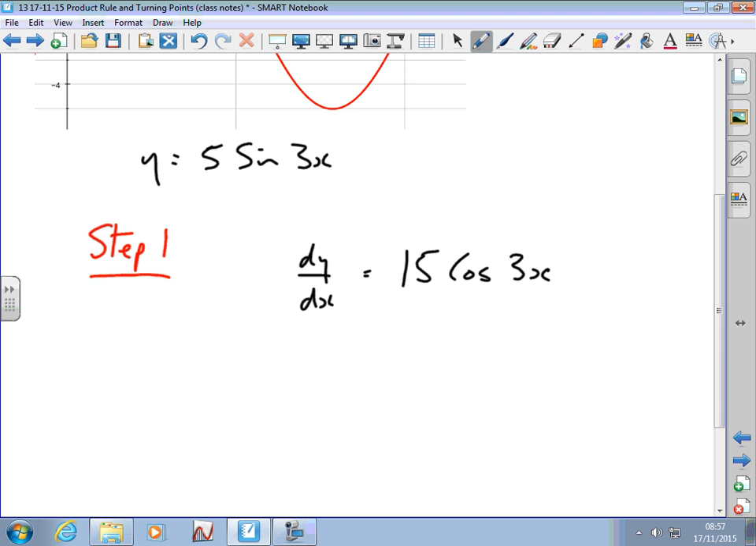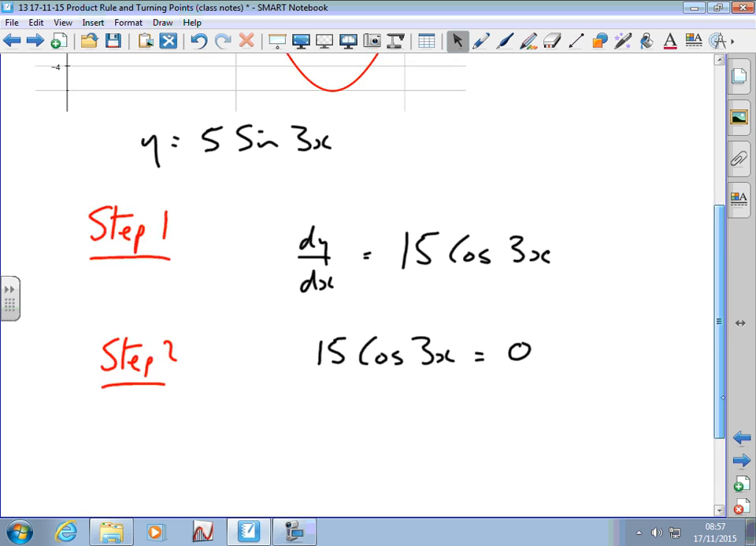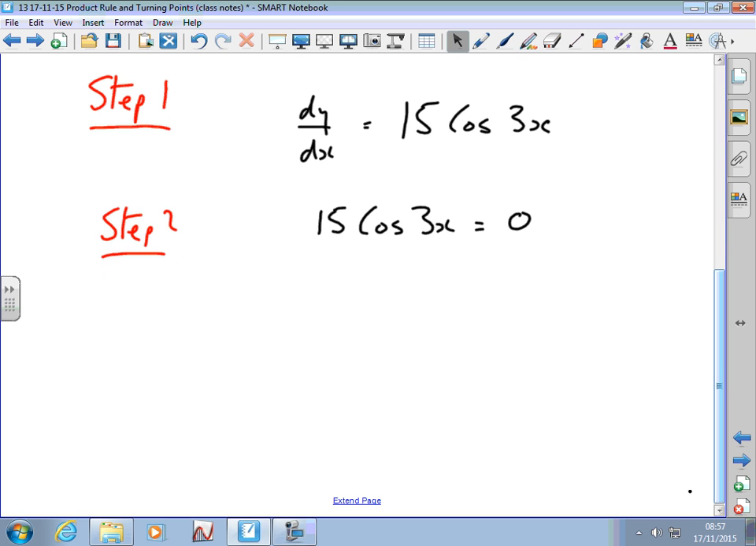Step 2. I'm interested in when this equals 0. So let the differential equal 0. So 15 cos 3x equals 0. And now I've got to solve that. I've got to find x.